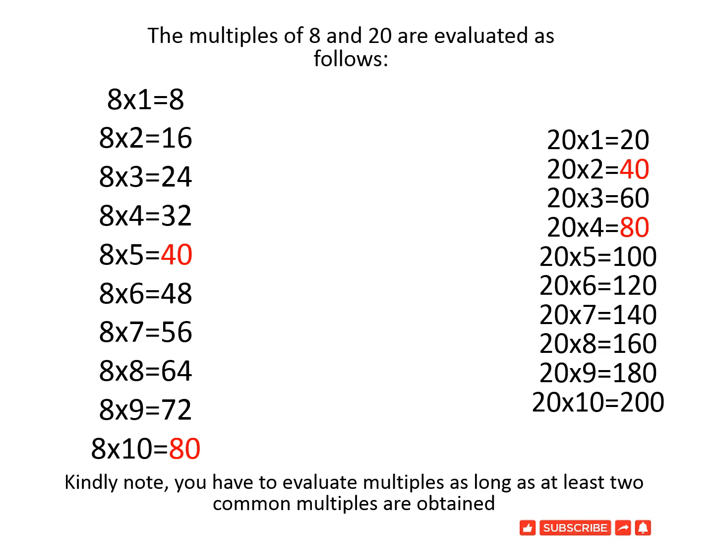Another number given is 20. So 20 into 1, 20 into 2, 20 into 3. Likewise, the multiples of 20 are evaluated. Now a question may arise in your mind: how to find multiples? That is very easy. Finding multiples is very easy.